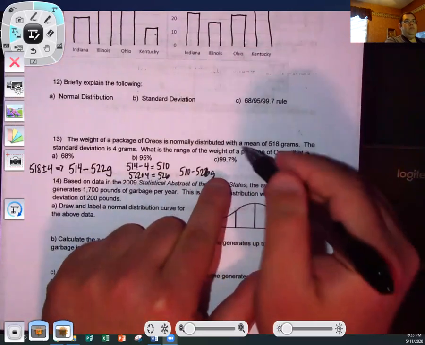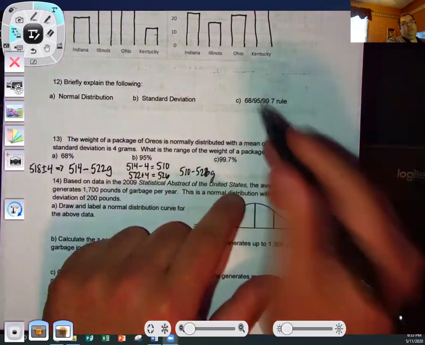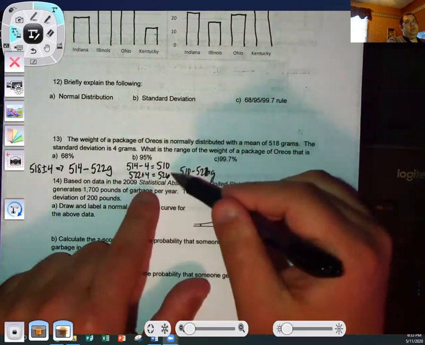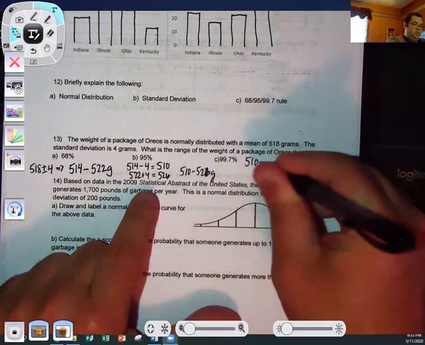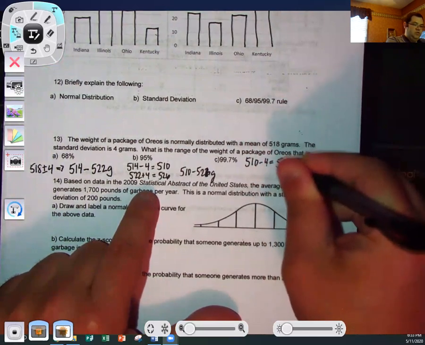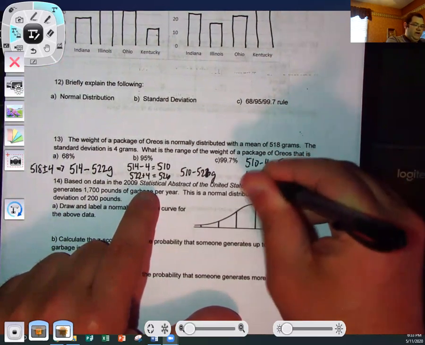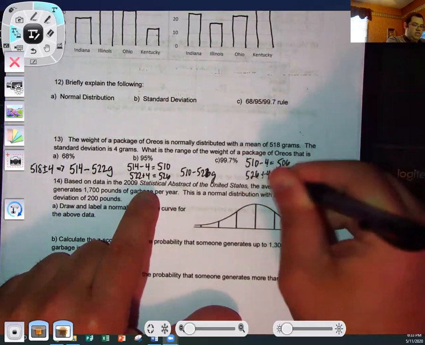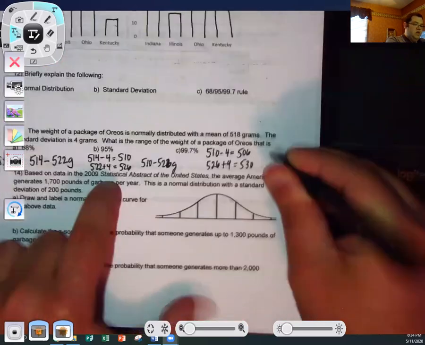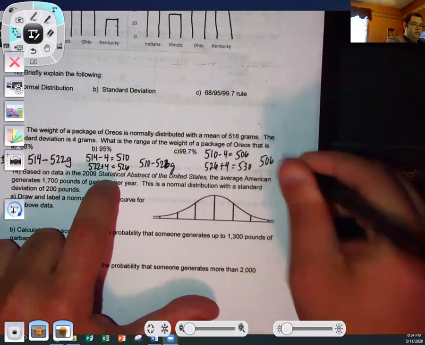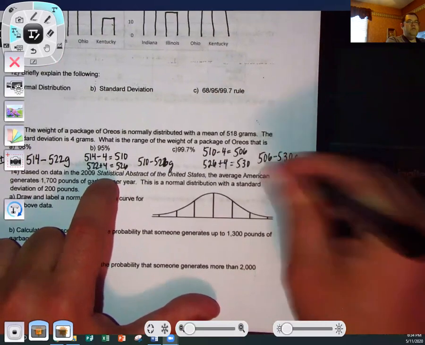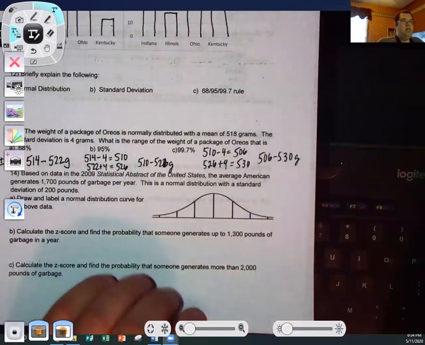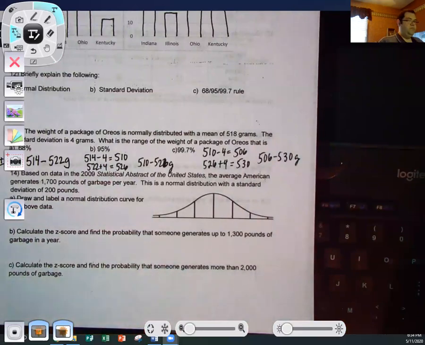So then for the 99.7 rule, again, that's within 3 standard deviations. So essentially, we're going to subtract 4 and add 4. So if I do 510 minus 4, that's 506. And if I do 526 plus 4, that's 530. So therefore, 99.7% of packages of Oreos would fall between 506 and 530 grams.